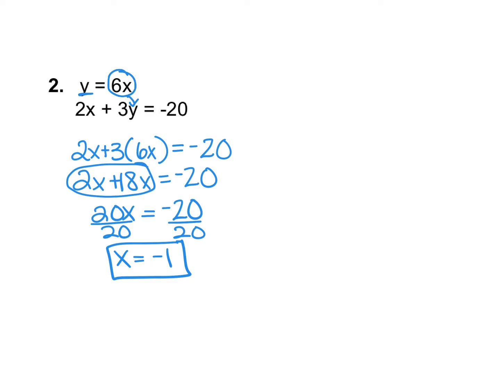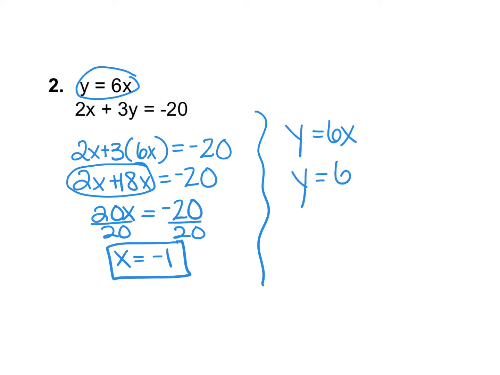So now that I have my x, we're going to look to find the value for y. I could plug it into either one of these equations up top, but we can see this is clearly the easier one. The simpler equation is what I would plug that negative 1 into to find the y. So I'm going to take y is equal to 6x, and if x is negative 1, I plug it in there for that x. So I have 6 times negative 1. Y then is equal to negative 6.